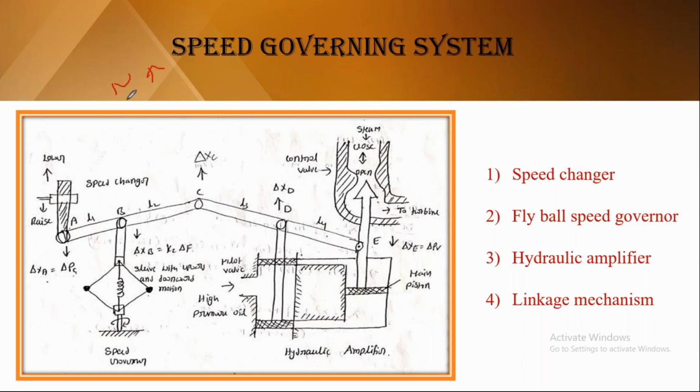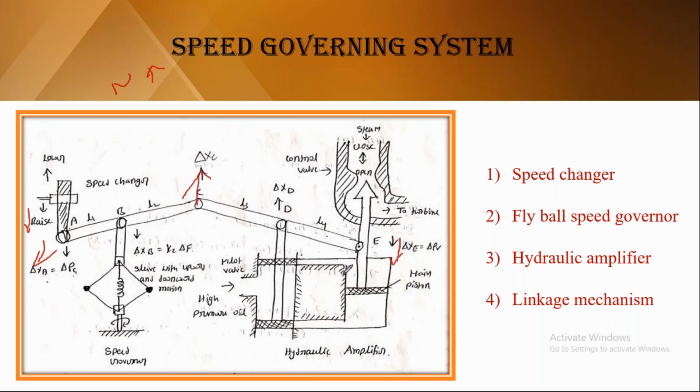Now we'll see that if the generator has more load, then the speed has to be increased. For the speed to increase, we have to bring this speed changer downwards, push it back downwards. When the speed changer comes downwards, the mechanism with respect to C goes upwards, and then it comes downwards. So there is an opposite direction involved in this mechanism. If you observe this mechanism, the first and last move in the same direction, and the middle linkage moves in the opposite direction.